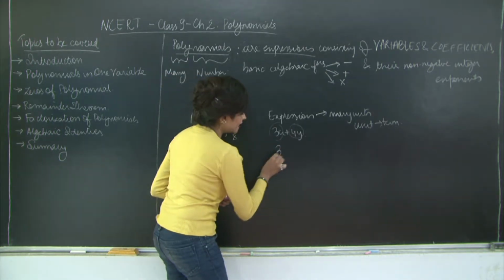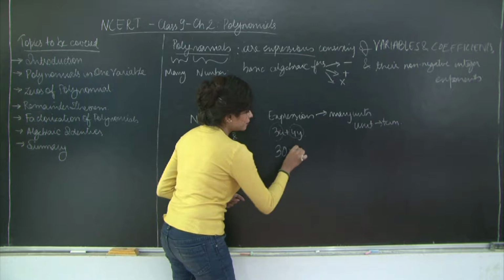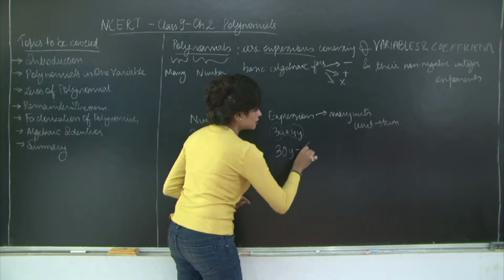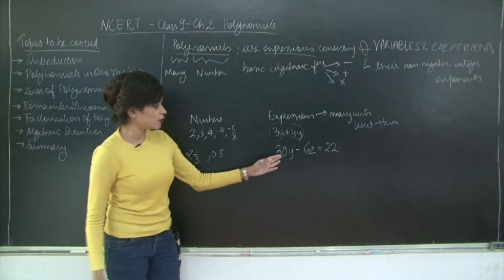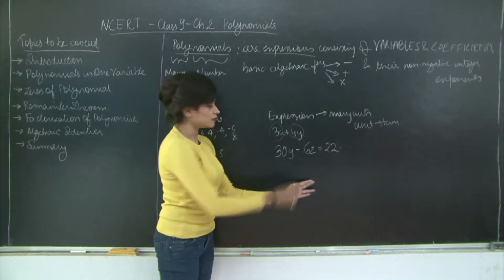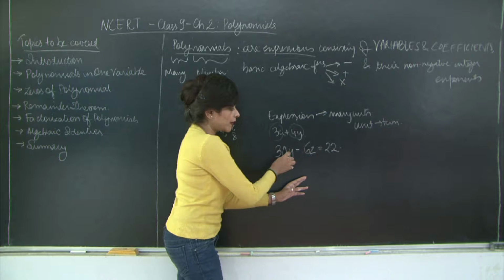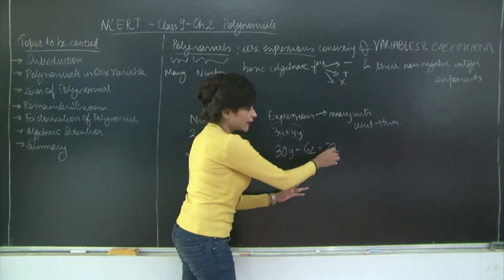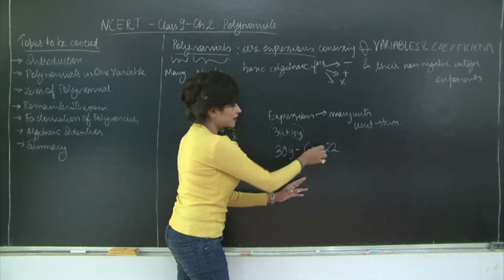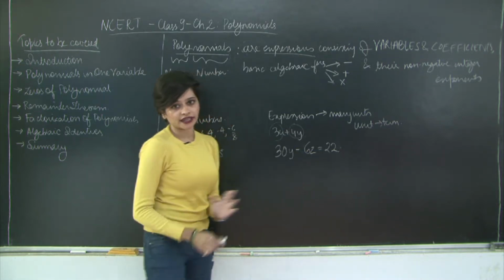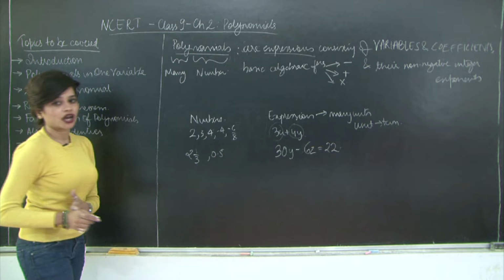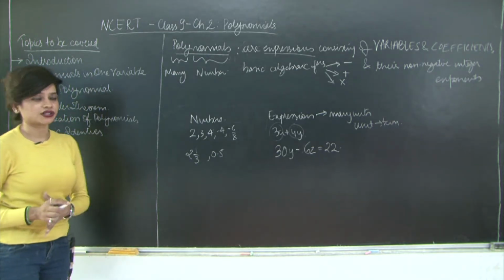If I, let's say, write 30y minus 6z is equal to 22, this is also an expression where you have 3 different terms. You have 30y as one term, 6z as another term, 22 as another term, and here they are connected to each other by a subtraction sign and an equal to sign. So this is an expression. Now what about variables and constants?